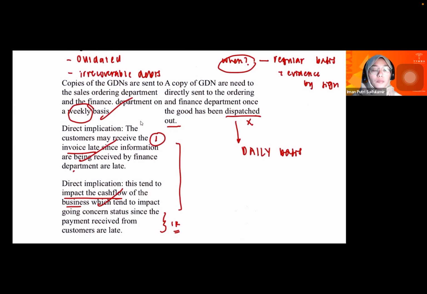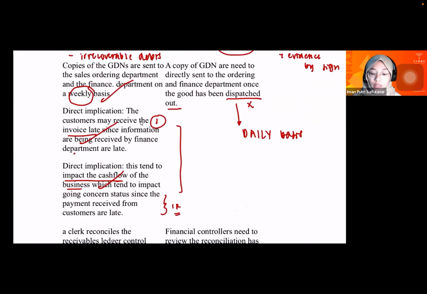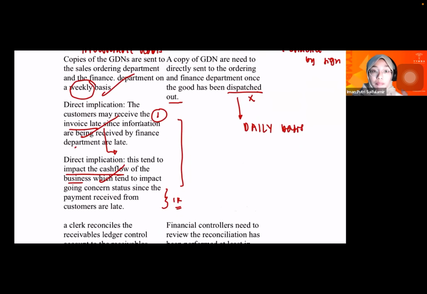Okay, when the invoice is late, the issue is that the customers are not being billed on a timely basis. So the issue right now is the receivables may be understated, maybe misstated, or there is a revenue cut-off issue.